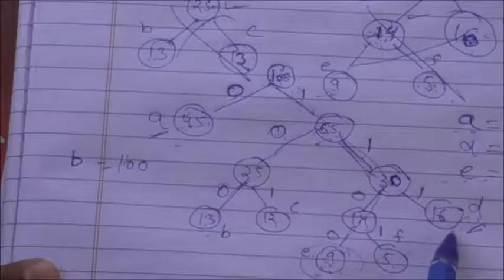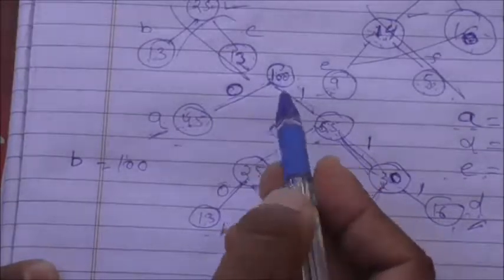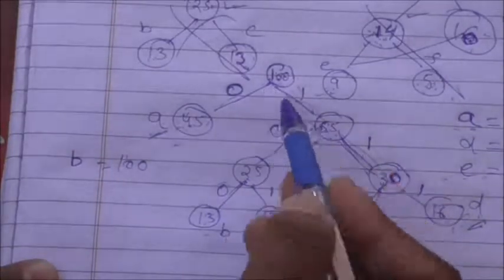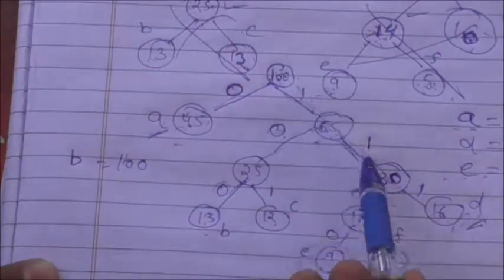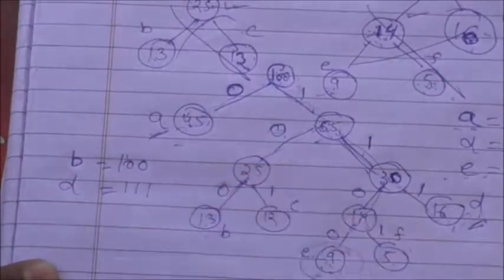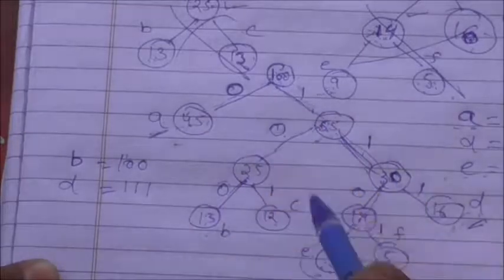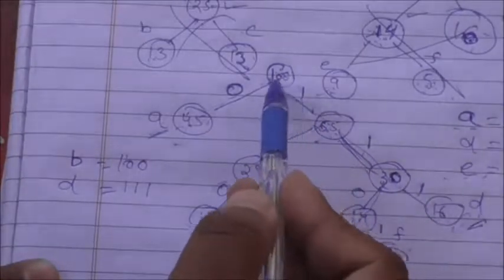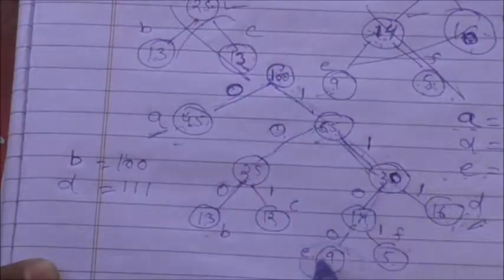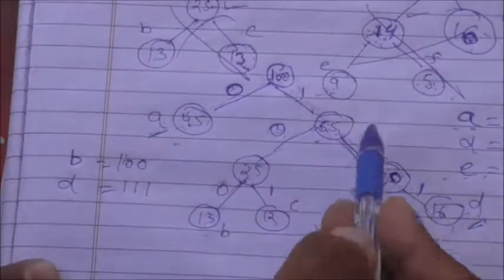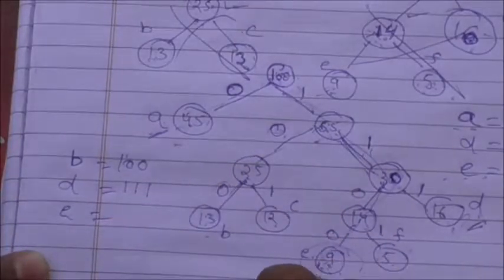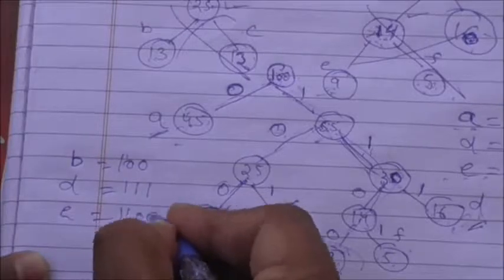Now see this D. What is the code for character D? You start from root and follow the path to leaf D. In this path, edges are labeled by 1, 1, 1. So the code for D is 111. Similarly, for E, this is the path from root to leaf E. In this path, edges are labeled by 1, 1, 0, 0. So the binary code for character E is 1100, right?